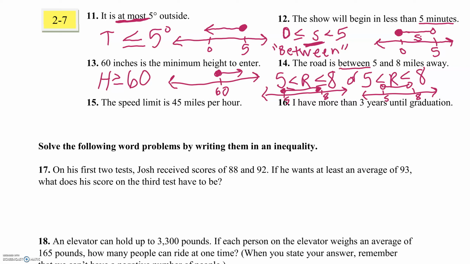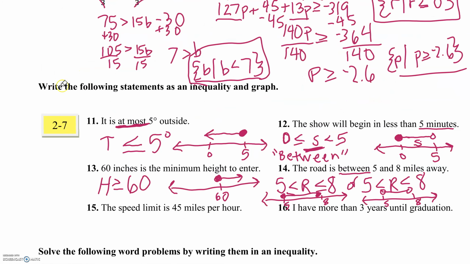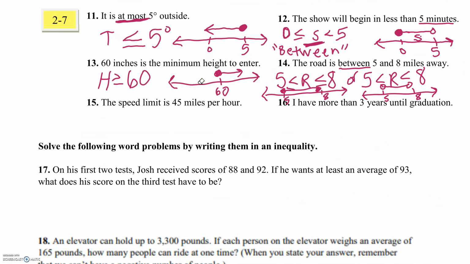Okay, these are the video solutions for section 2.7 homework exercises. We finished number 14 last time. We're going to pick up at number 15. And remember, for these problems, we are writing the following statements as an inequality and then graphing it on a number line. So we're going to continue with number 15.